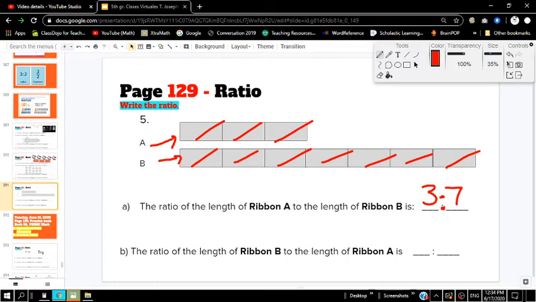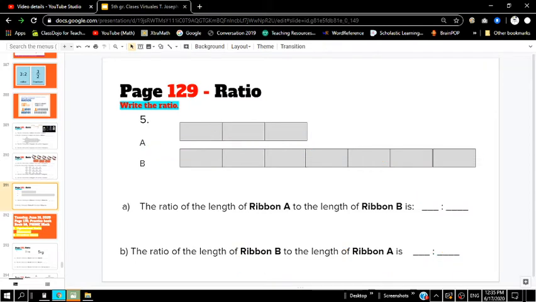What about letter B? Pause the video and try it on your own. All right, hopefully you paused the video. The answer should just be the opposite, right? We have ribbon B first, which is 7, and then ribbon A next, which is 3. Our ratio is 7 to 3. Perfect. All right, so far so good. That's been pretty simple. Now we're going to make it a little bit more complicated.